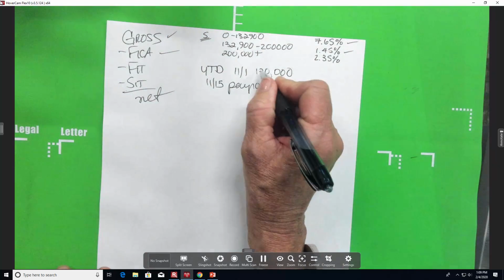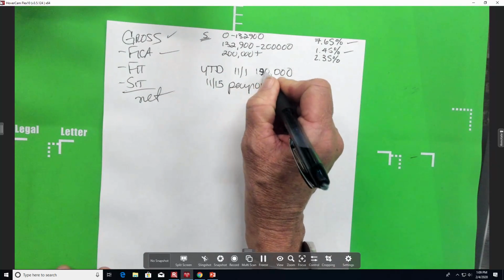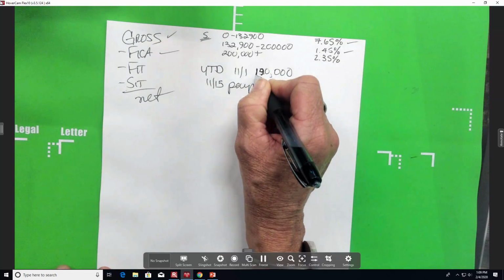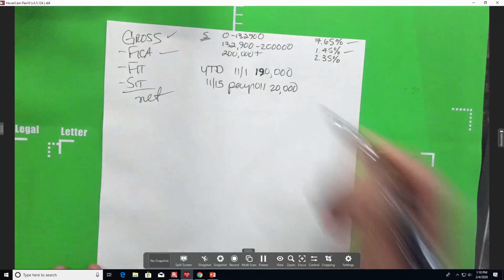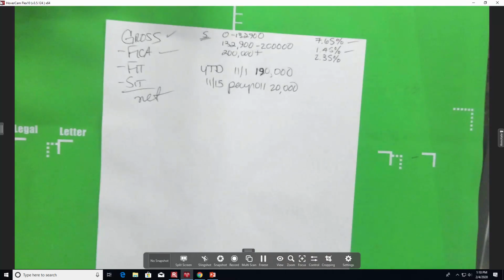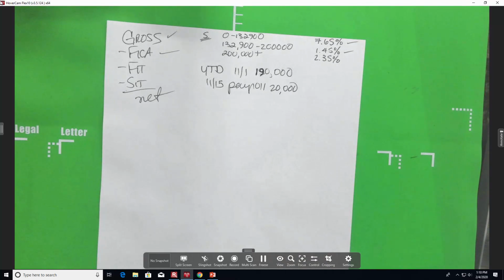Or my last paycheck was $190,000, and today I'm making $20,000. What's happening on this check? Yeah, I'm straddling that cap again. So do you see the concept we're dealing with here? Okay, let's try a practical example of it.